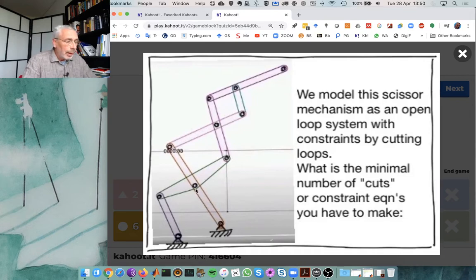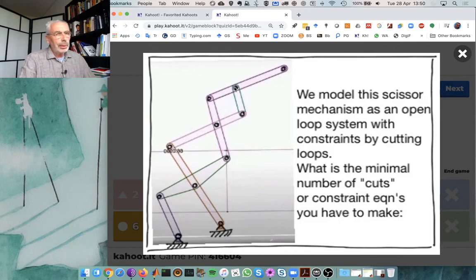Well, first of all, this is like one closed loop, so you have to cut it here. But if you cut it, then still you have this closed loop, so you have to cut it here too. And still you have this closed loop, so you have to cut it here. So in total we made 1, 2, 3 cuts in 2 directions. So we made 6 cuts.